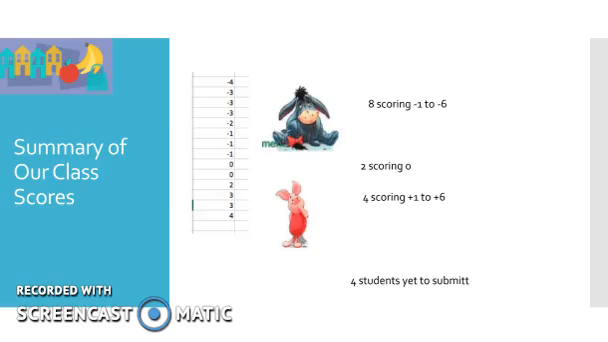Okay, so here's how our class scores came out. We had 8 students who scored -1 to -6, indicating they may prefer abstract sequential activities.